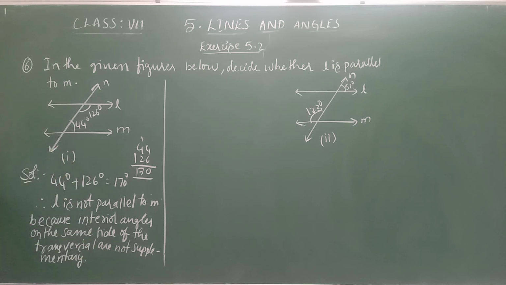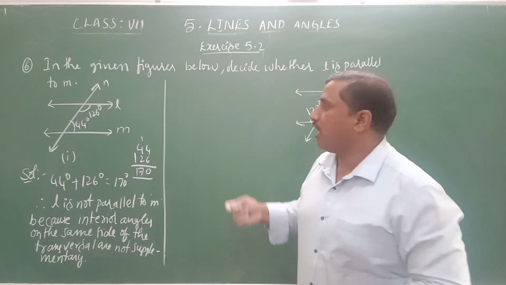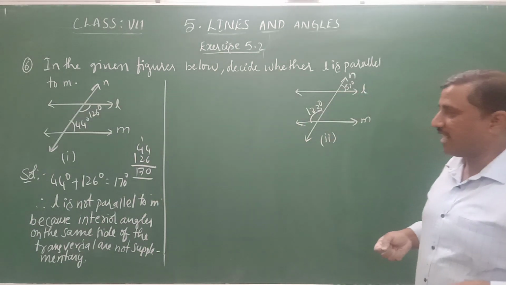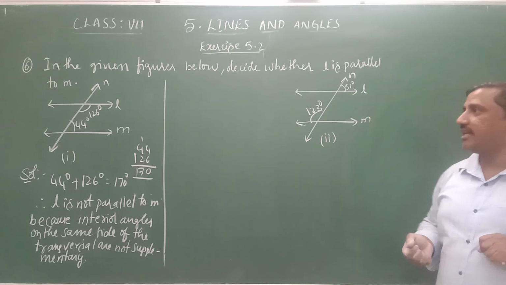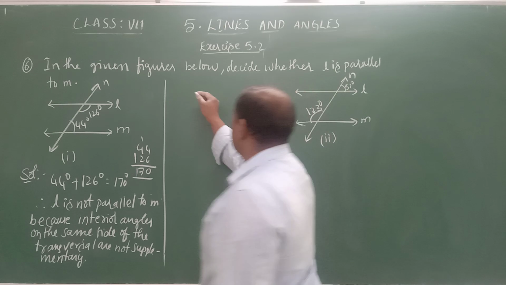The two angles which are given are interior angles on the same side of the transversal, but their sum is not equal to 180 degrees. Hence, the lines L and M are not parallel to each other. Now, the second question you will see here.